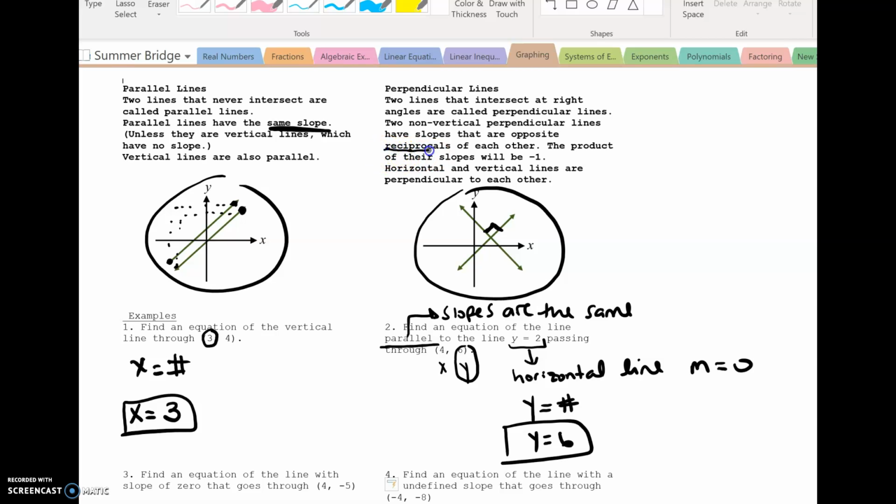and that is super important. Opposite reciprocal of each other. Meaning to say, if you multiply the slopes together, it's going to be equal to -1. All horizontal and vertical lines are perpendicular to each other. So if I know my slope and I want to find out the perpendicular slope, that's going to be the opposite of 1 over what my original slope was. This is what we call opposite reciprocal.